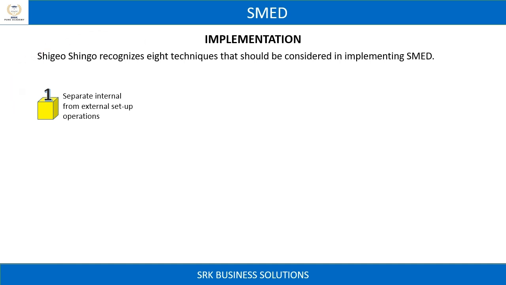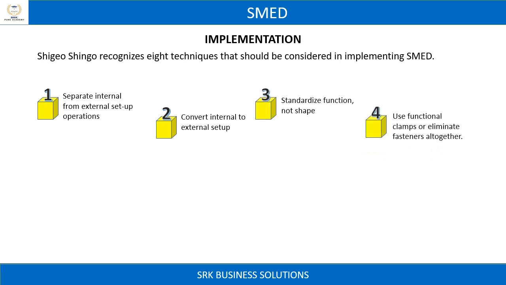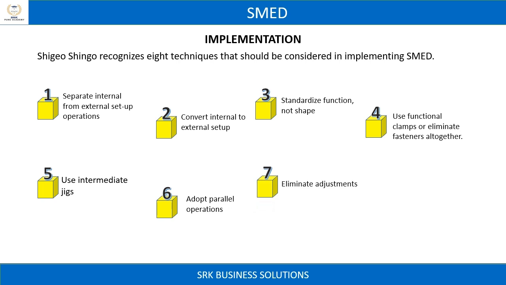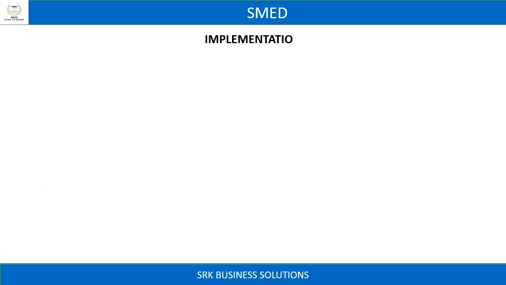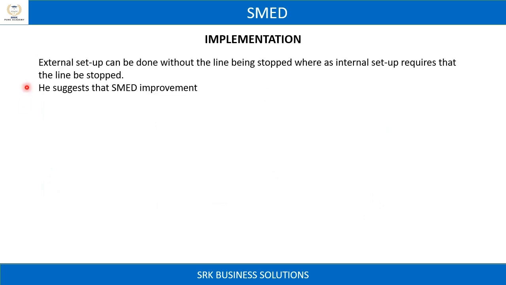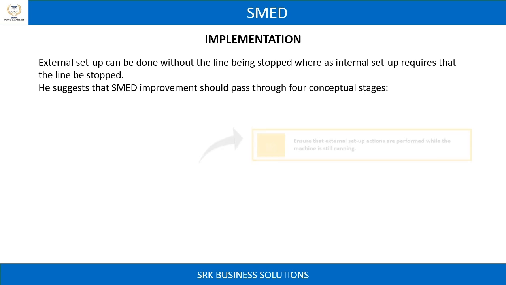1. Separate internal from external setup operations. 2. Convert internal to external setup. 3. Standardize function, not shape. 4. Use functional clamps or eliminate fasteners altogether. 5. Use intermediate jigs. 6. Adopt parallel operations. 7. Eliminate adjustments. 8. Mechanization. External setup can be done without the line being stopped, whereas internal setup requires that the line be stopped. He suggests that SMED improvement should pass through 4 conceptual stages.